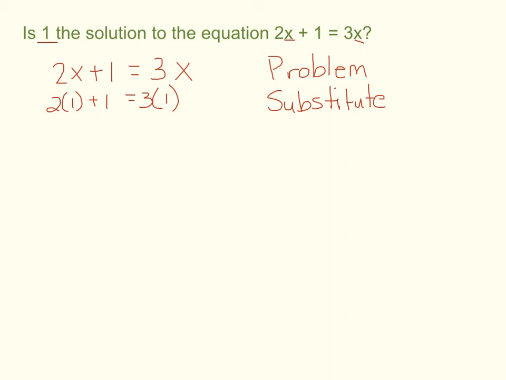So now I'm going to solve using the order of operations. In this problem, I should do my multiplication first. 2 times 1 is 2, and 3 times 1 is 3. And then now I need to do my addition. 2 plus 1 is 3. And since both sides are equal to each other, then 1 is the solution to this algebraic equation.